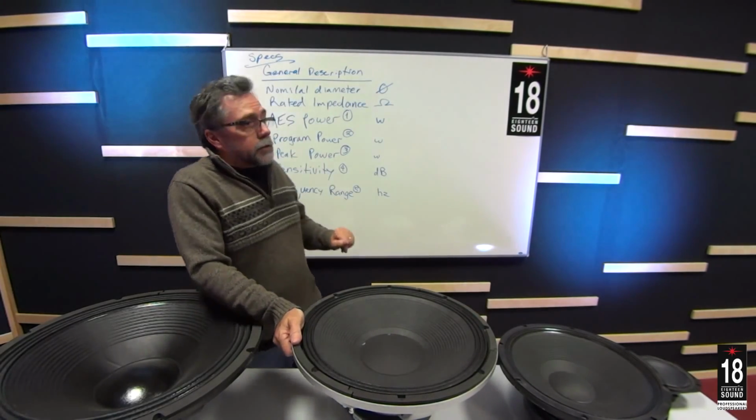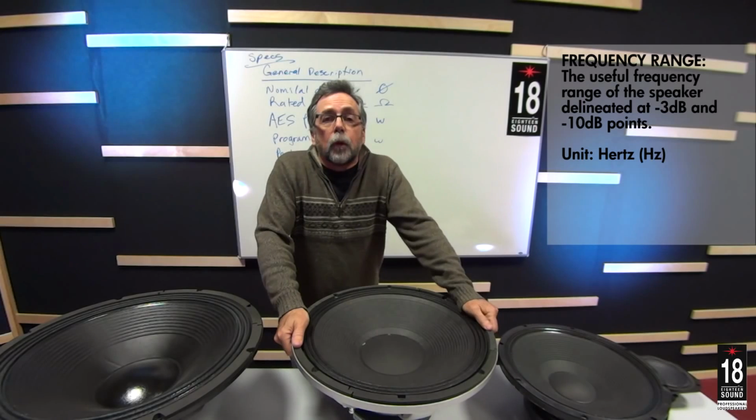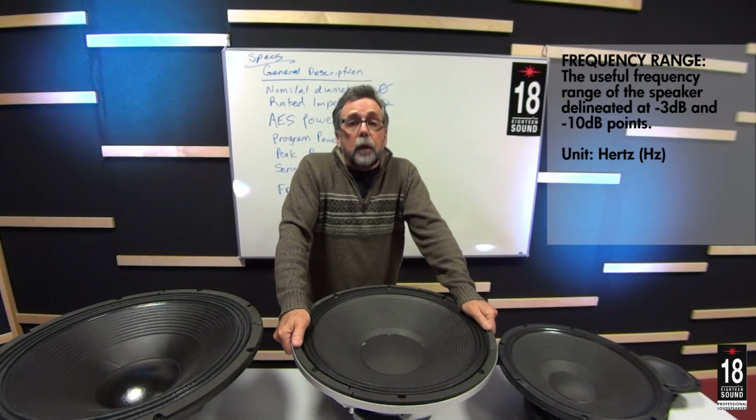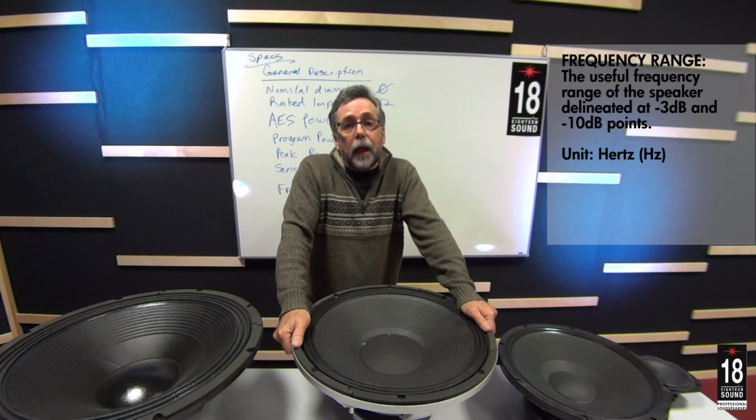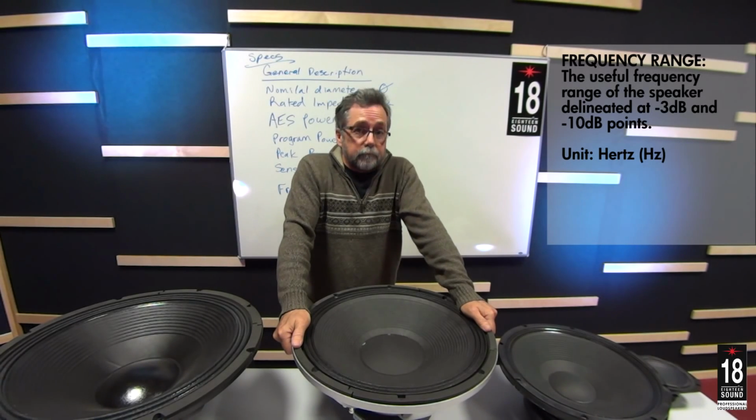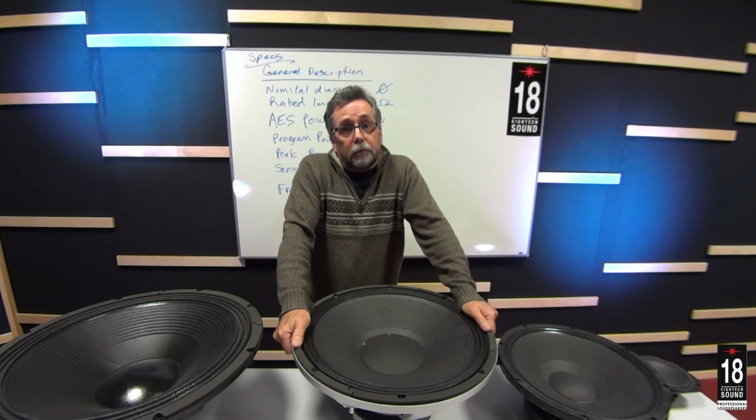And finally is the frequency range. We've talked about in one of our videos that loudspeakers are bandpass devices. The frequency range tells you right on the spec sheet the useful range, the minus 3 dB points, minus 10 dB on the low side and the high side. So that's our first bit of the spec sheet.